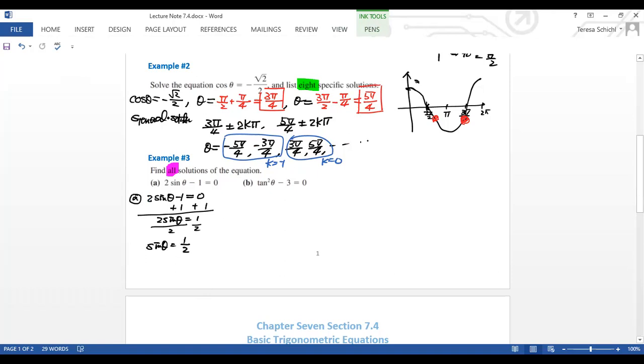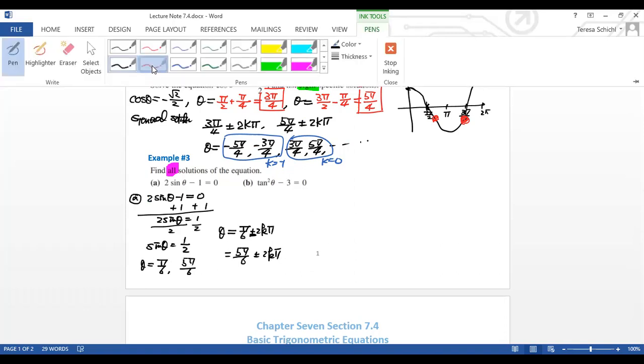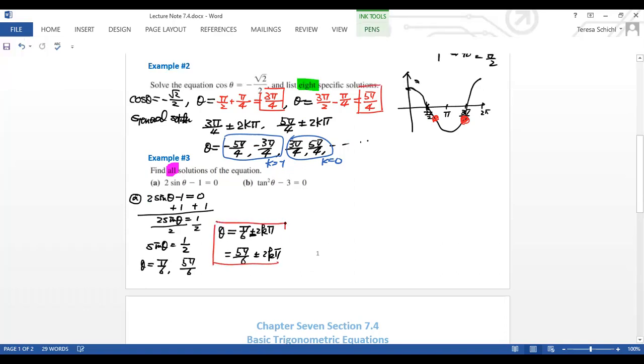I already solved it in the first problem. So I know theta is equal to pi over 6 and 5 pi over 6. Right, that's for the one period. Then they say find all the solutions. So what is my final answer? So theta will be pi over 6 plus minus 2k pi. And theta could be 5 pi over 6 plus minus 2k pi. So for both, this will be my solutions here, all right? Okay, so now let's take a look at the next ones here.